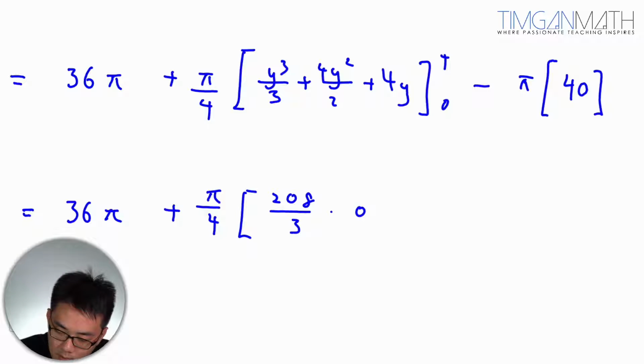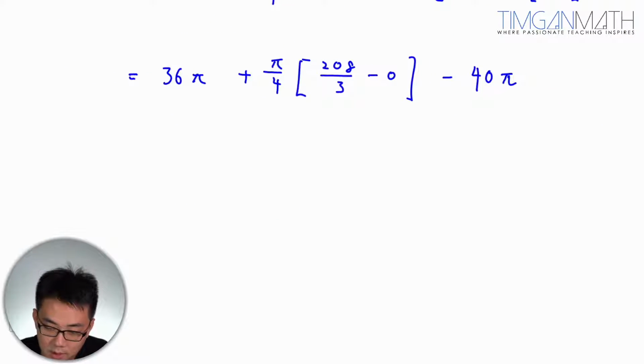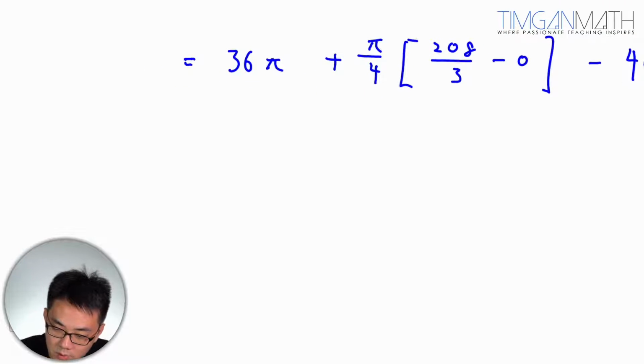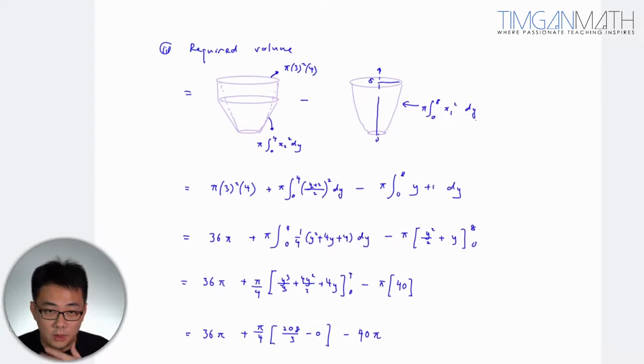Okay, 40 pi. Then we get 36, 36 plus 280. This will be 40 over 3 pi cubed units. Okay, so that's how we do this question here proficiently.